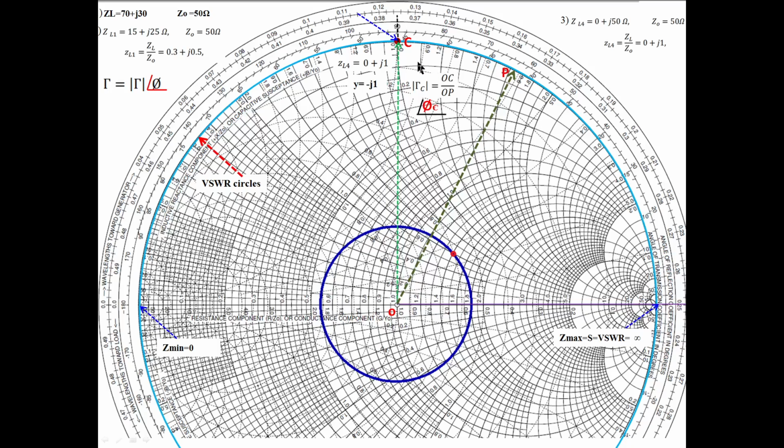Okay, so OC is equal to OP in this case, because from 0 here we measured up to the R is equal to 0 circle, and our point C is on the R is equal to 0 circle. See, this is the R is equal to 0 circle. So OC, from here to here.